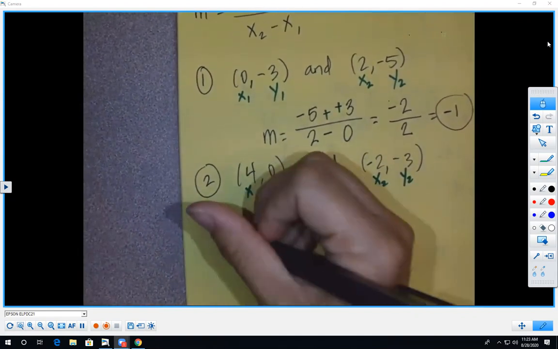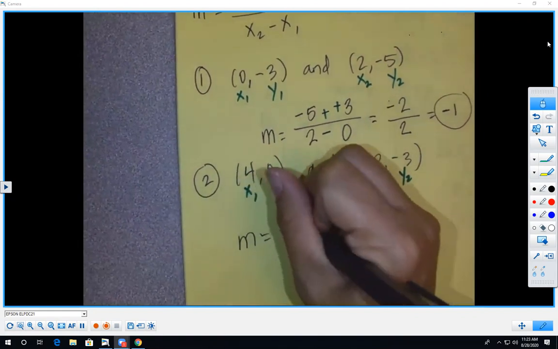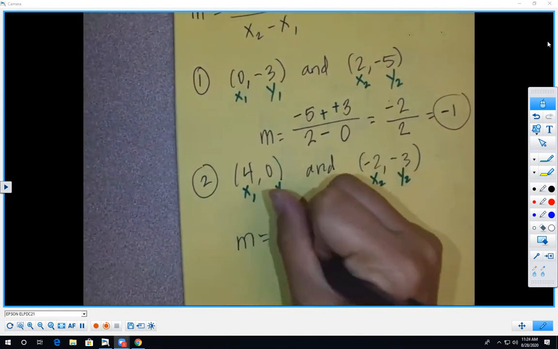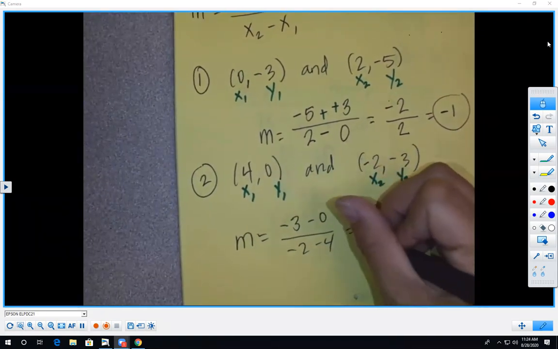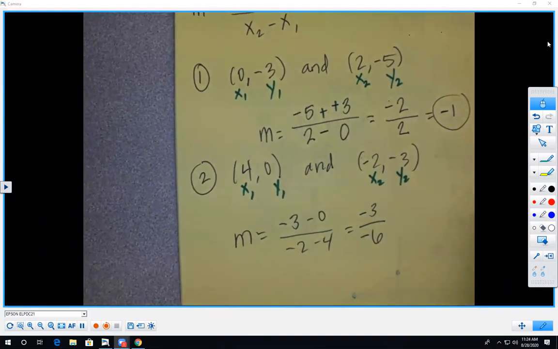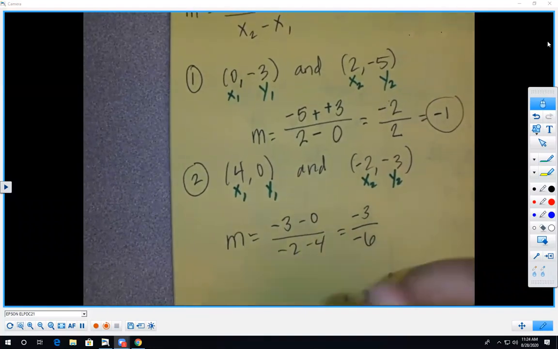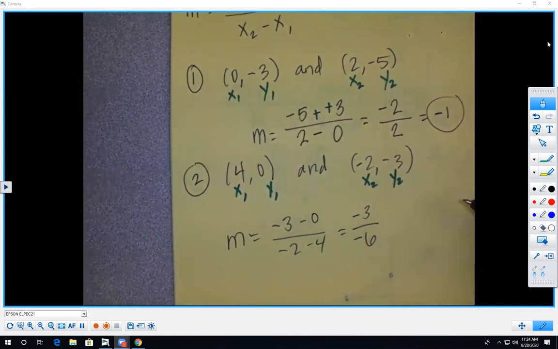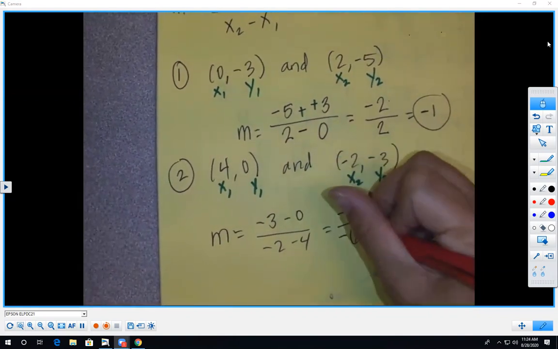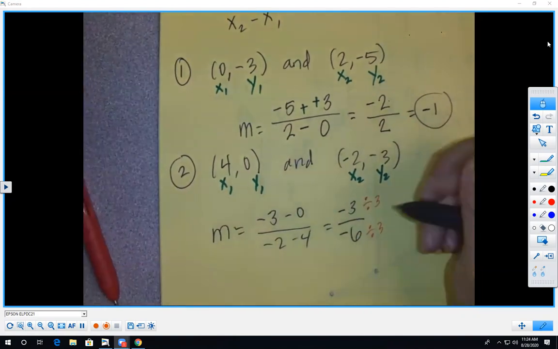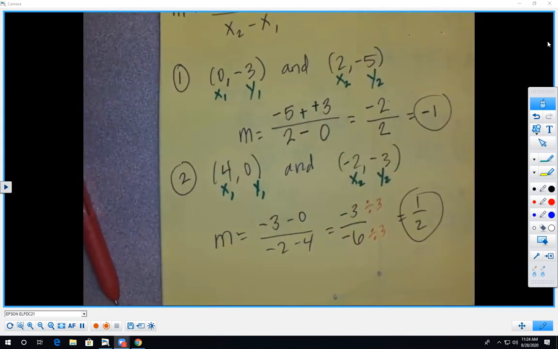Okay, so when you plug it in, you should get negative 3 minus 0 over negative 2 minus 4. Negative 3 minus 0 is negative 3. Negative 2 minus 4 is negative 6. And negative 3 over negative 6, what does that simplify to? 1/2. Okay, a negative divided by negative is a positive. 3 and 6 both divide by 3. 3 divided by 3 is 1. 6 divided by 3 is 2. So my answer is 1/2. Question about that?